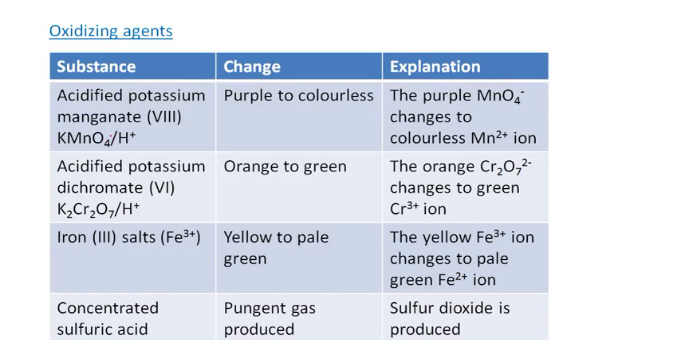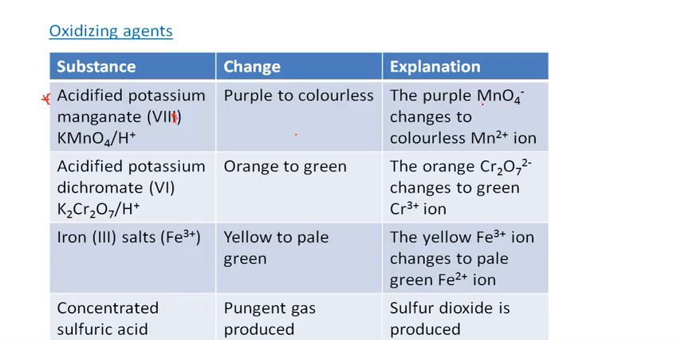Now you need to be able to give examples of oxidizing agents. So the first example is acidified potassium manganate 7. Sorry, this is a typo here, it should be 7. So we typically write it as KMnO4/H+, and it is an oxidizing agent. When it acts as an oxidizing agent, it changes from purple to colorless because oxidizing agents are reduced. Now you need to understand the explanation as well.